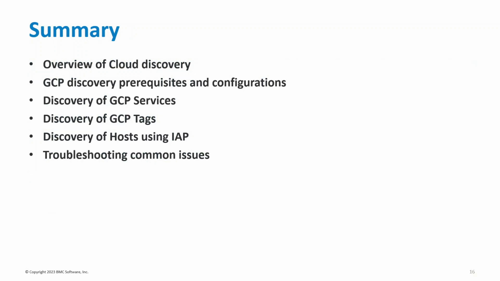In summary, we have seen the overview of cloud discovery. We have reviewed the prerequisites which are needed for GCP discovery to work successfully. We configured them in GCP and we configured them in Discovery UI. We were able to successfully discover the virtual machines and the storage services which we configured in GCP. We were also able to discover the GCP tags. We have successfully configured IAP and discovered hosts using IAP in Discovery. We also saw some of the common troubleshooting scenarios and how we can fix them.